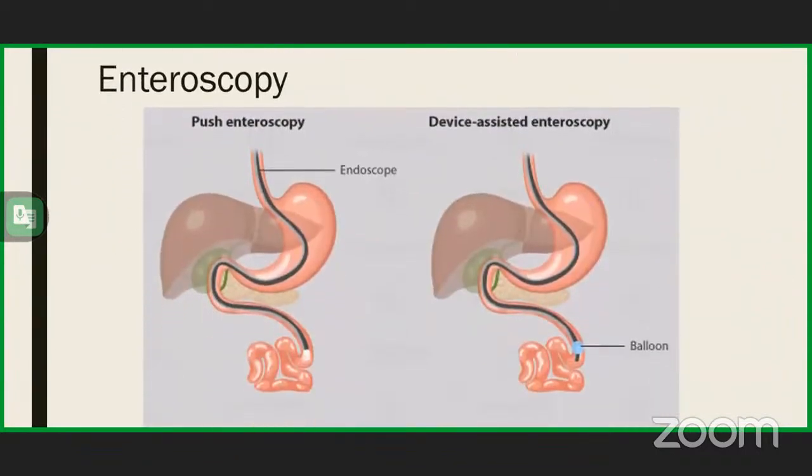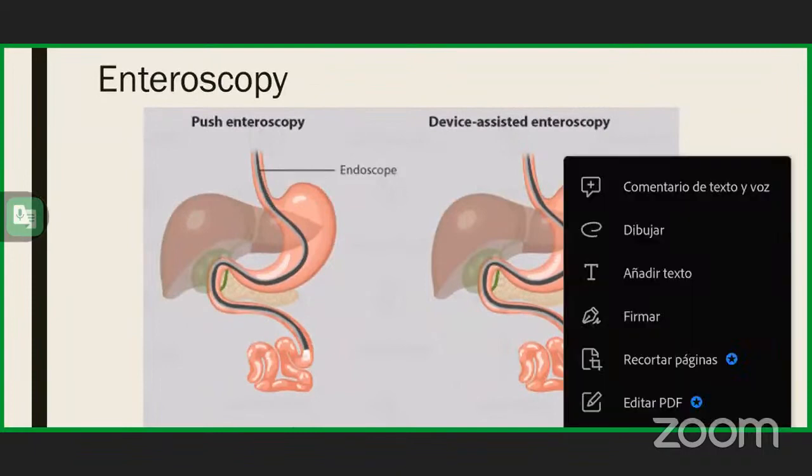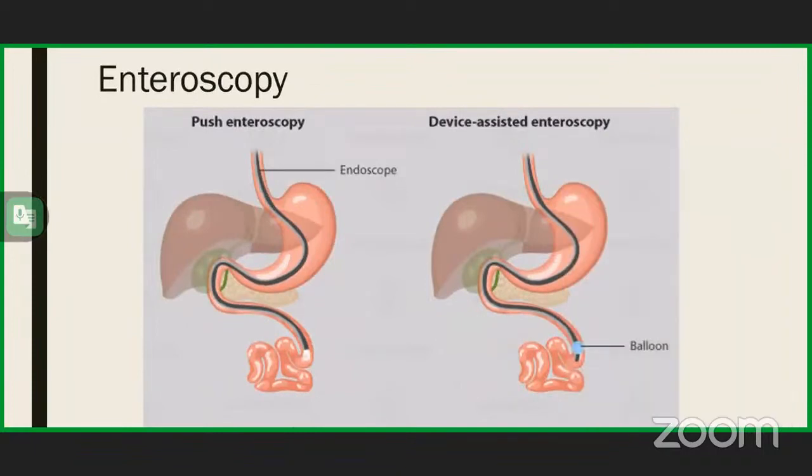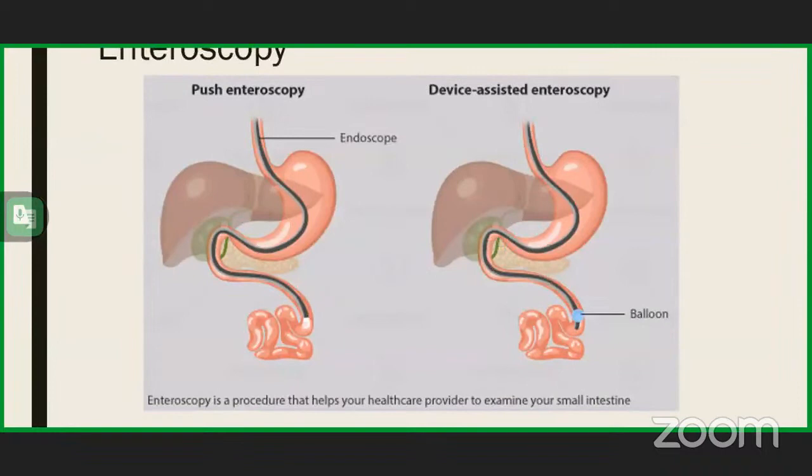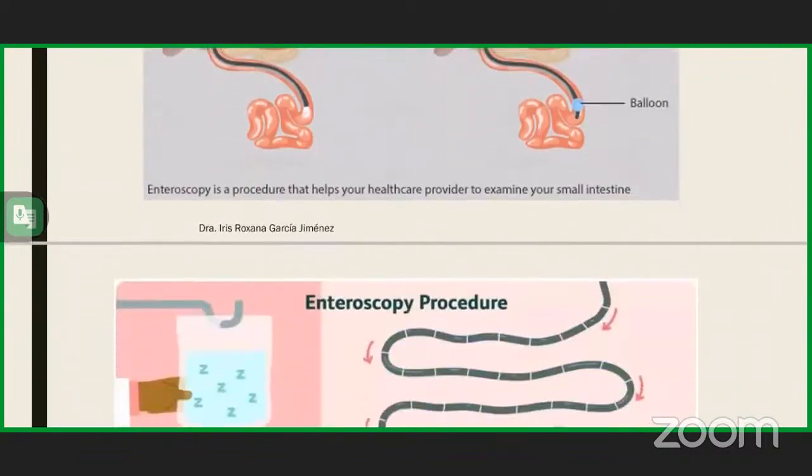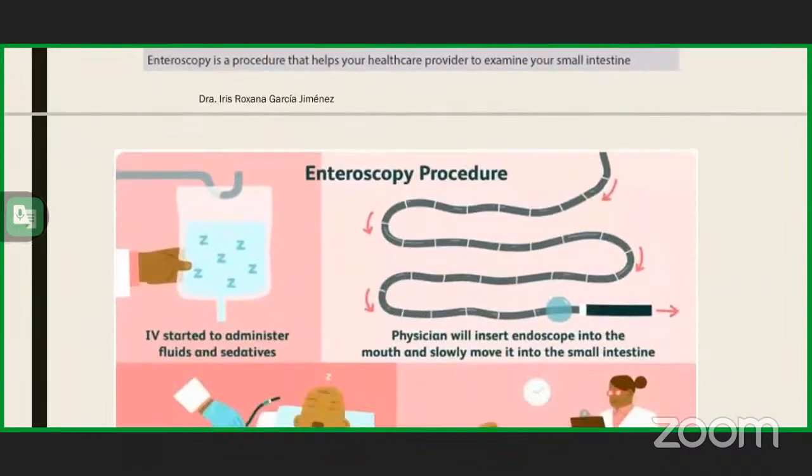Well, this is an enteroscopy, just some pictures showing how it works. You have the chance to pass beyond the duodenum and go into the small intestine, the small bowel. And using the balloon, you can fixate the tube and then go ahead with the light. Of course, it's not for all the bowel, but it could work. Okay.